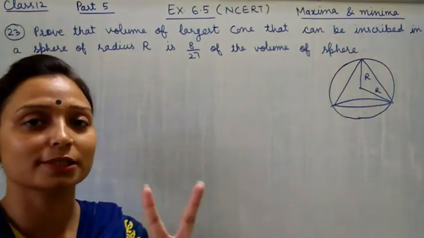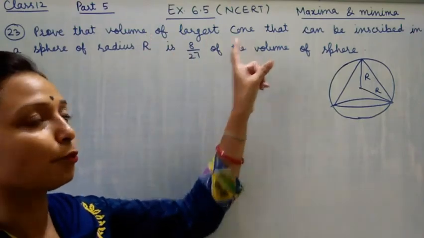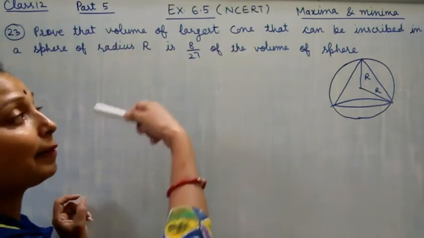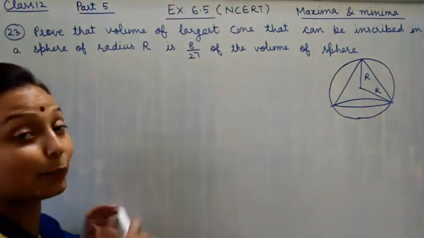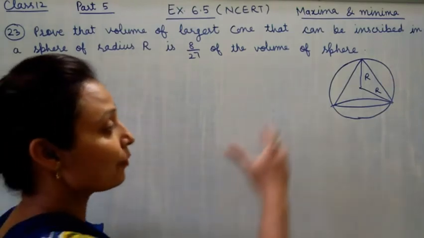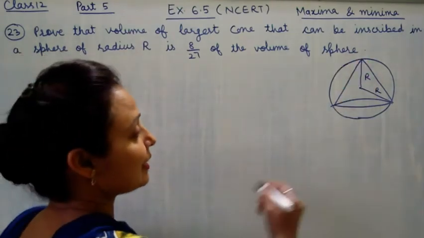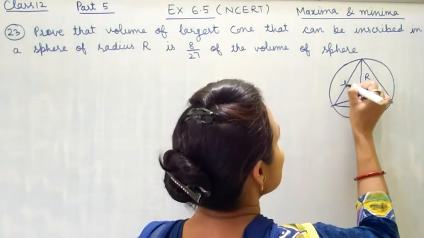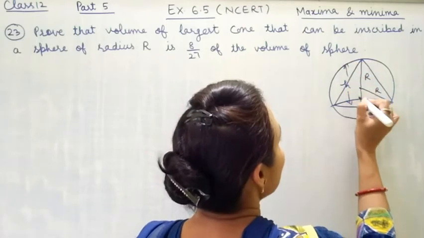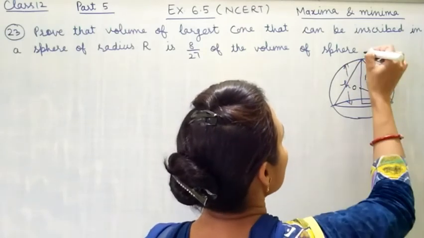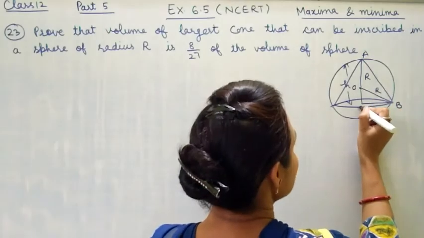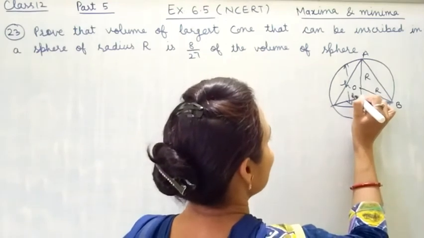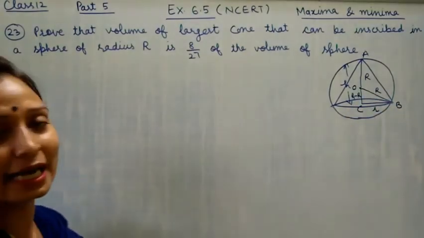You have to prove two things. First, the volume of the cone is maximum. And second, the volume of the cone divided by the volume of the sphere is equal to 8/27. So let's start with the solution of this question. Let us suppose the radius of the cone is small r and the total height of the cone is h. This is O, A, B and C. The length of OC is equal to h minus capital R.